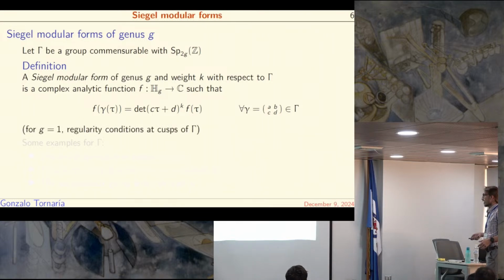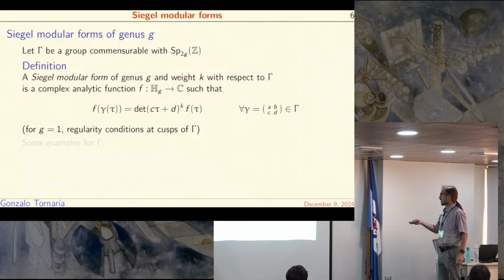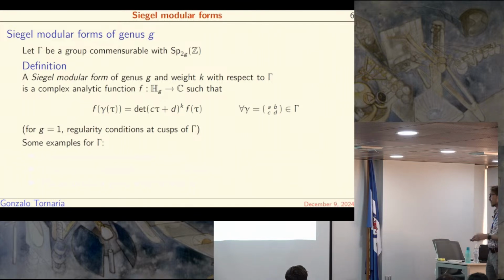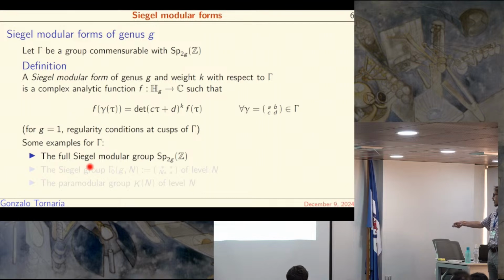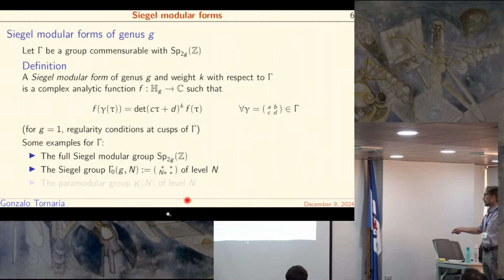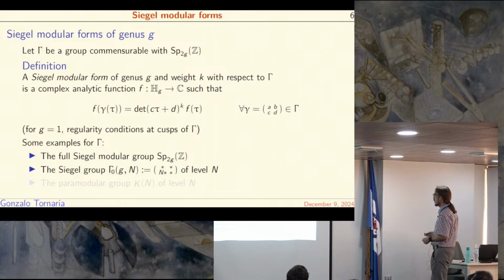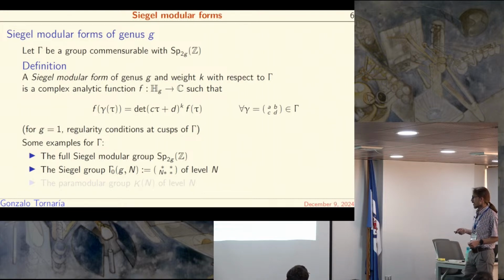Anyway, for g equals 1, you are used to requiring that it be holomorphic at infinity, or at the cusps. For g bigger than 1, this is not necessary by the Koecher principle. And here are some examples. The full Siegel modular group we would call level 1. There's the Siegel congruence subgroup, which is just matrices that look like Gamma_0(N), where the stars are blocks, but it looks the same. This is the classical group, and it shows up in Siegel's work because it's the group that arises naturally for theta series. For genus g theta series, you get modular forms for this group. That's why it appears.